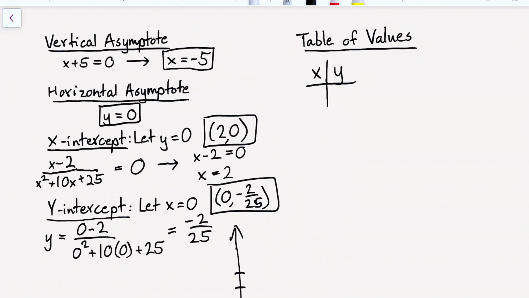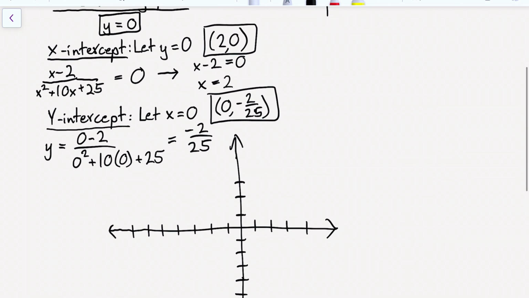So I'd like to just mark on the graph what I have observed so far. First, there's a vertical asymptote at x equals negative 5. So we can find that vertical line. We can show a dashed line there to represent a vertical asymptote. The graph is going to approach this line and the y values are going to go to positive or negative infinity. There's a horizontal asymptote at y equals 0. That's the same as the x-axis. So the y values are going to approach this horizontal asymptote as x goes to positive or negative infinity.